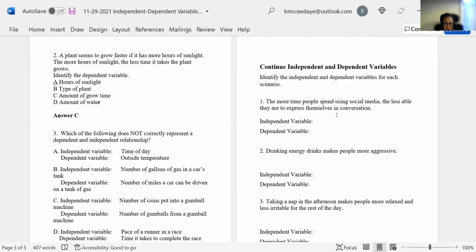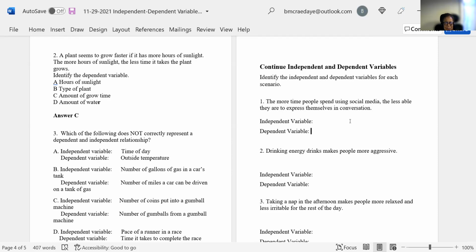What's the dependent variable? Let's see, the less time that they express themselves. Okay, so you're saying the dependent variable is what? The dependent variable is the time they spend on social media. The time they spend on social media is dependent upon what? On the conversation.